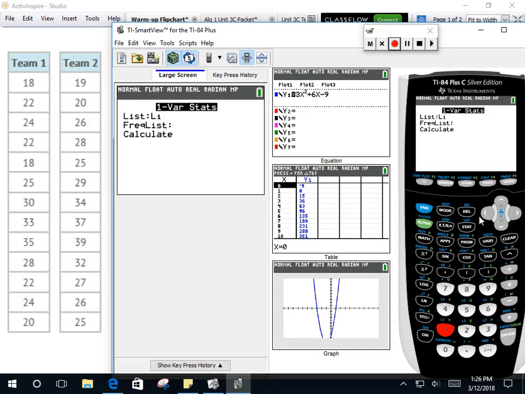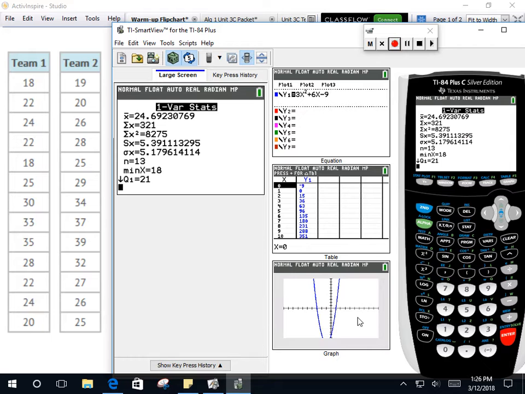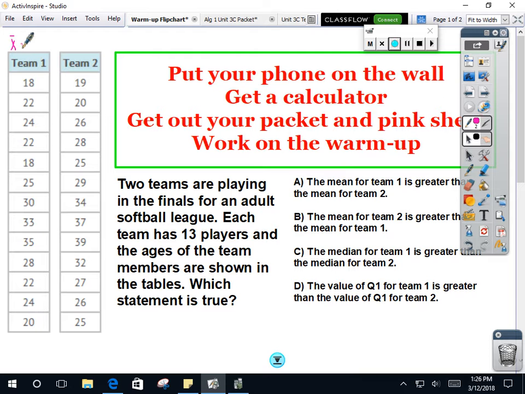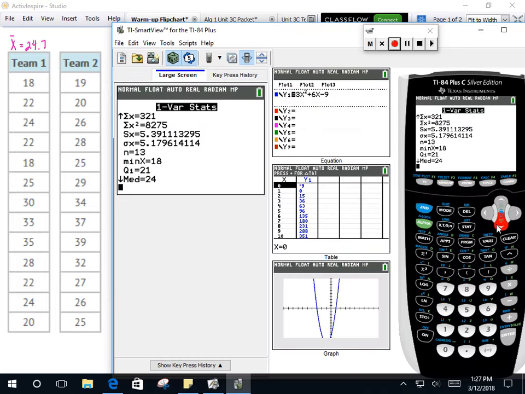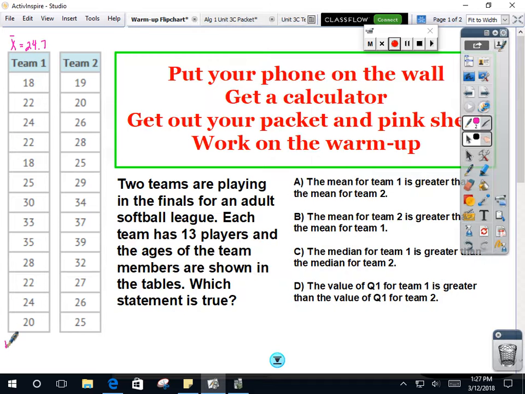And now go down and hit calculate, and it'll pull up all the information you need. What does X bar stand for? Mean. So that's your mean for Team 1, 24.7. Okay, we also need to know the median and quartile 1. If you go down, you'll see both of those. The median's 24, and the median is also known as your Q2. And then Q1 is 21. So the median is 24, and quartile 1 is 21.